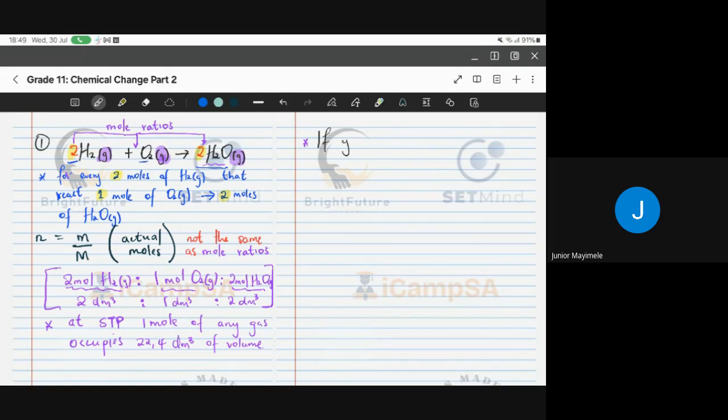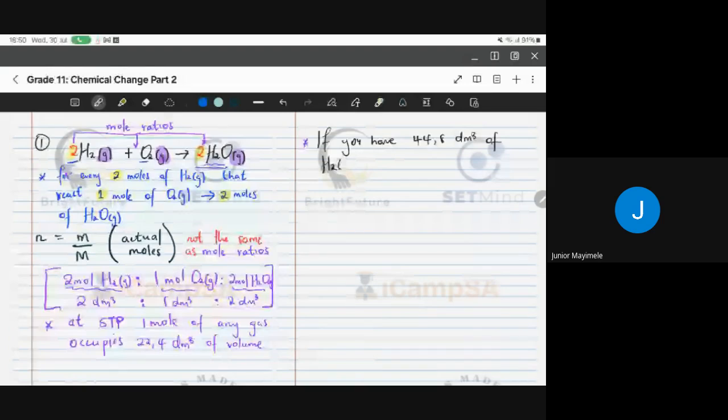All right. So now, if you have 44.8 cubic decimeters of hydrogen gas at STP, standard temperature and pressure. If you don't remember what this is, you can go back to our previous lesson. We already did it. So now, what volume of oxygen is required?